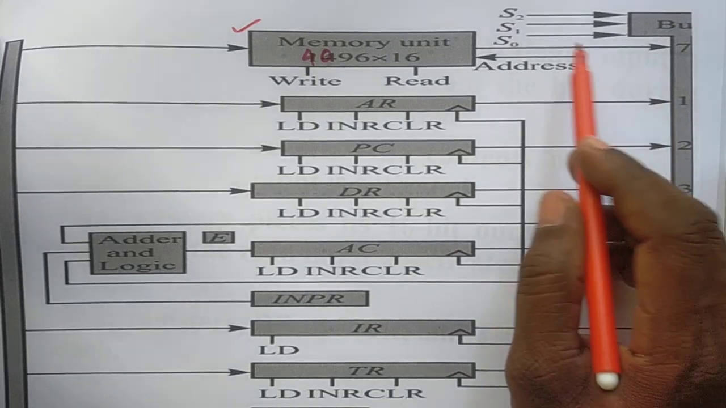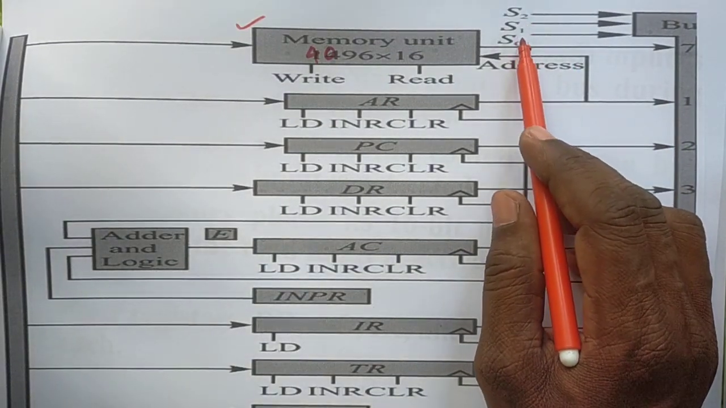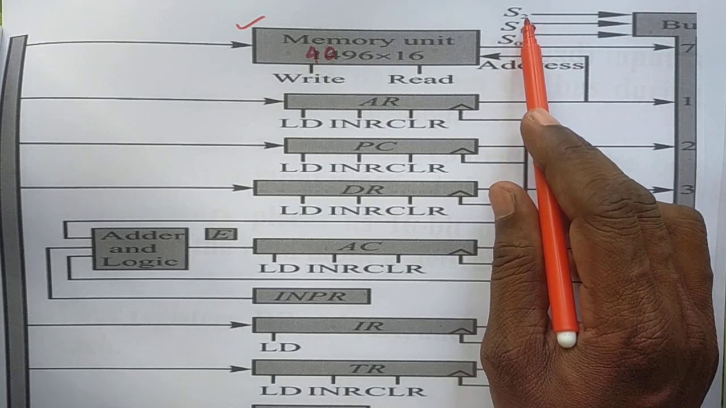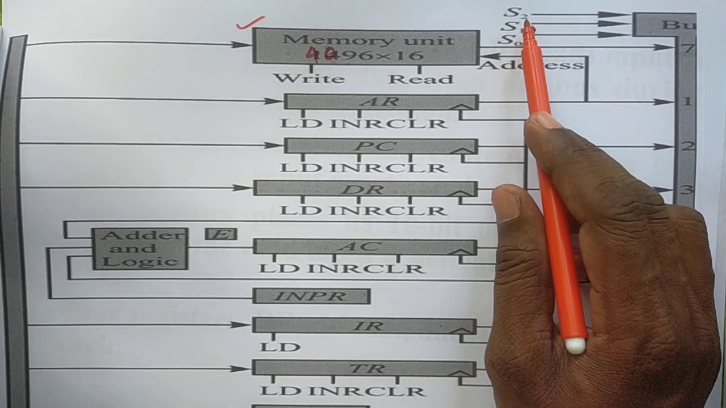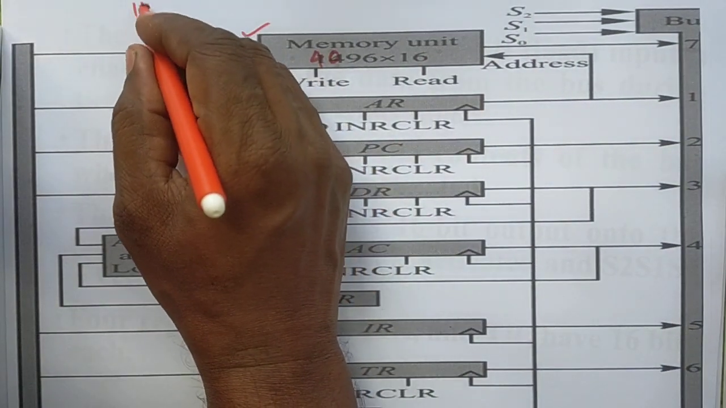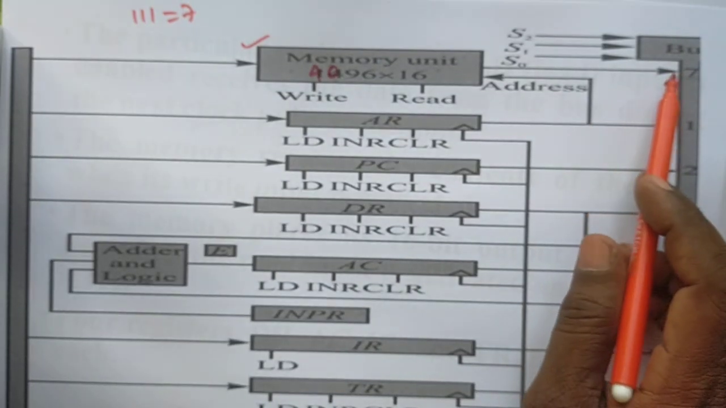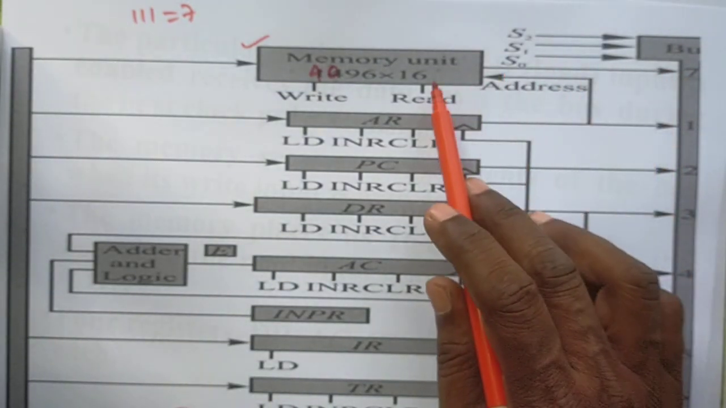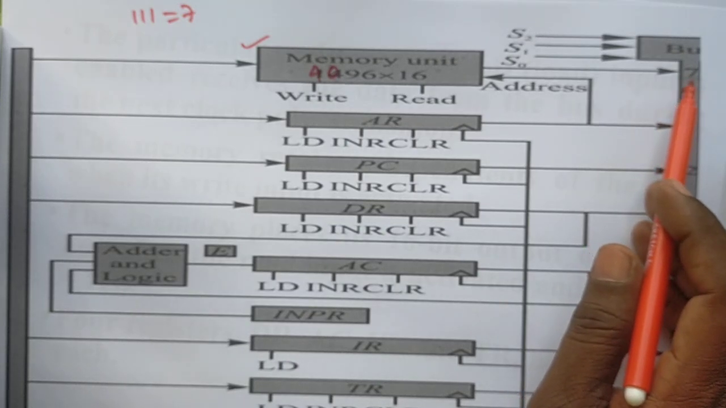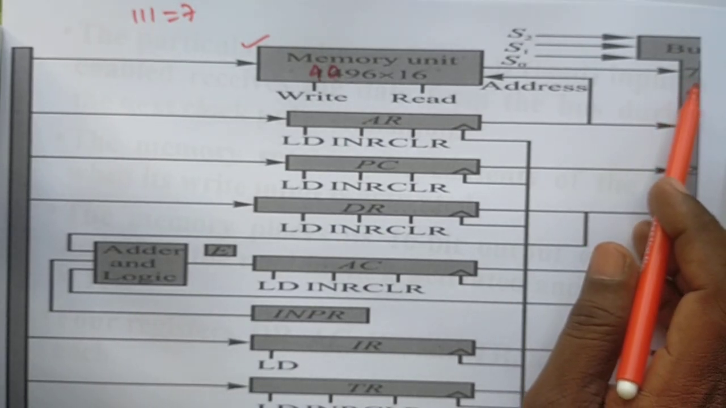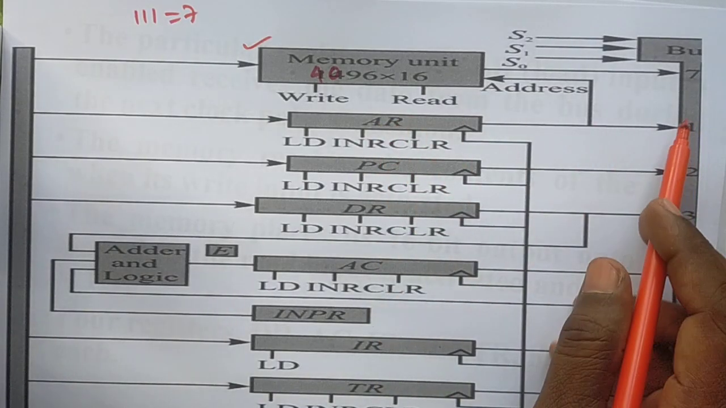For example, suppose S0 S1 S2 is 111. So S0 1, S1 1, S2 1. That means 111. If all are 1, that means 7. You see here number 7. 7 is connected to memory. Okay, you see 7 is connected to memory. Similarly, 1 is the address register. Here the address register is connected to 1.